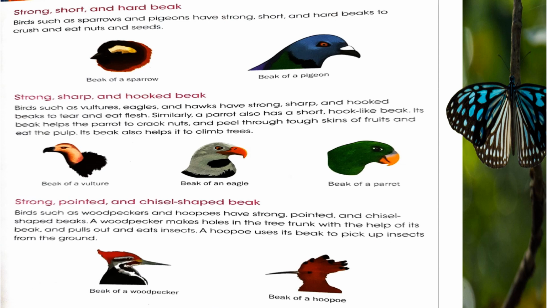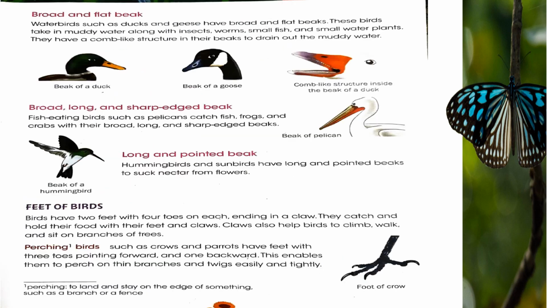Next, strong, pointed, and chisel-shaped beak. Birds such as woodpeckers and hoopoes have strong, pointed, and chisel-shaped beaks. A woodpecker makes holes in the tree trunk with the help of its beak and pulls out and eats insects. A hoopoe uses its beak to pick up insects from the ground.